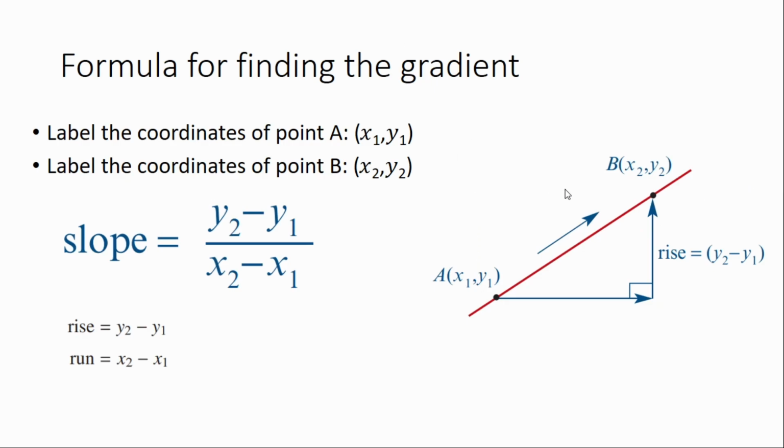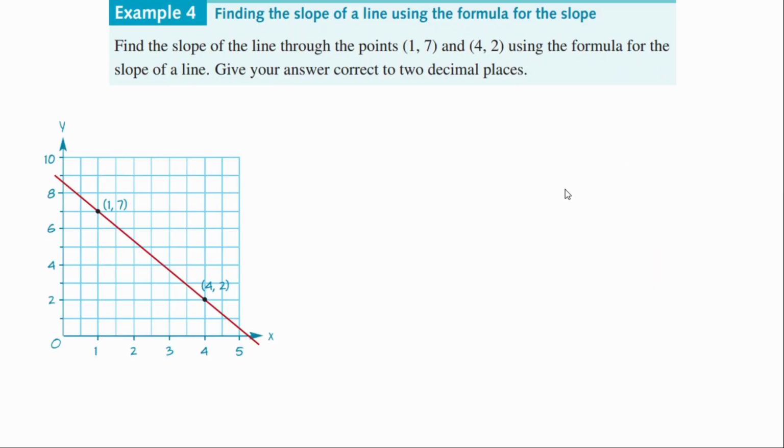Alright, let's have a go at doing a question that involves this. So over here, find the slope of the line through the points 1, 7, and 4, 2 using the formula for the slope of the line. Give your answer correct to 2 decimal places. Alright, so it doesn't matter which one I label A or B. I'm just going to call that A and that B.